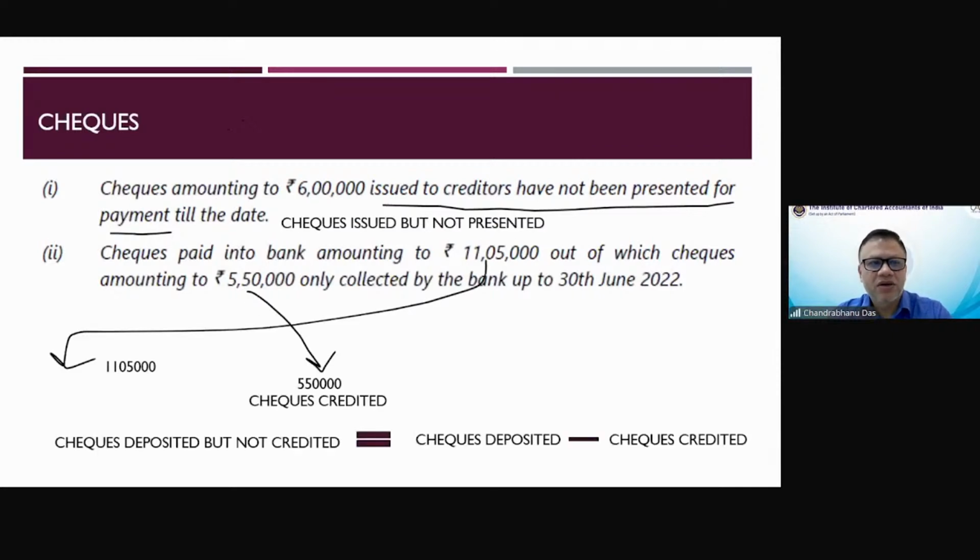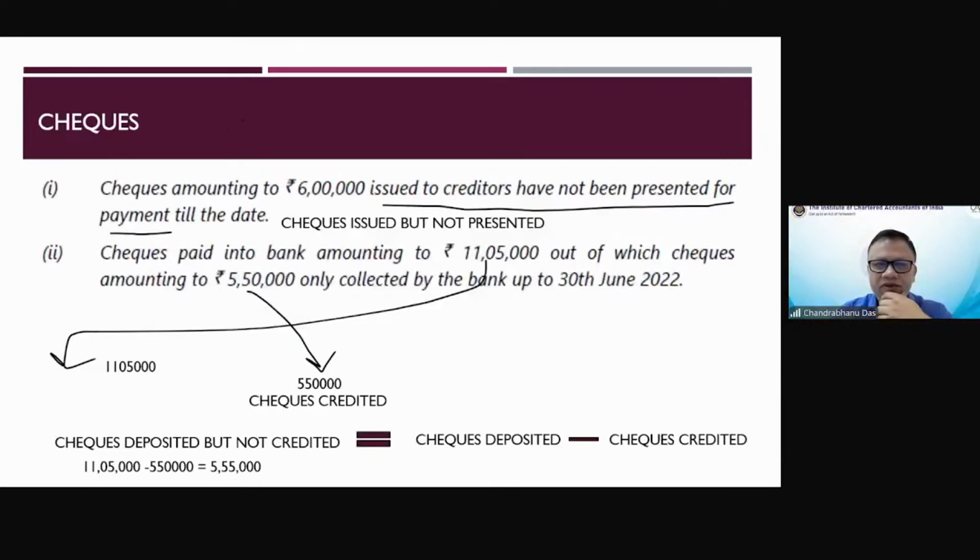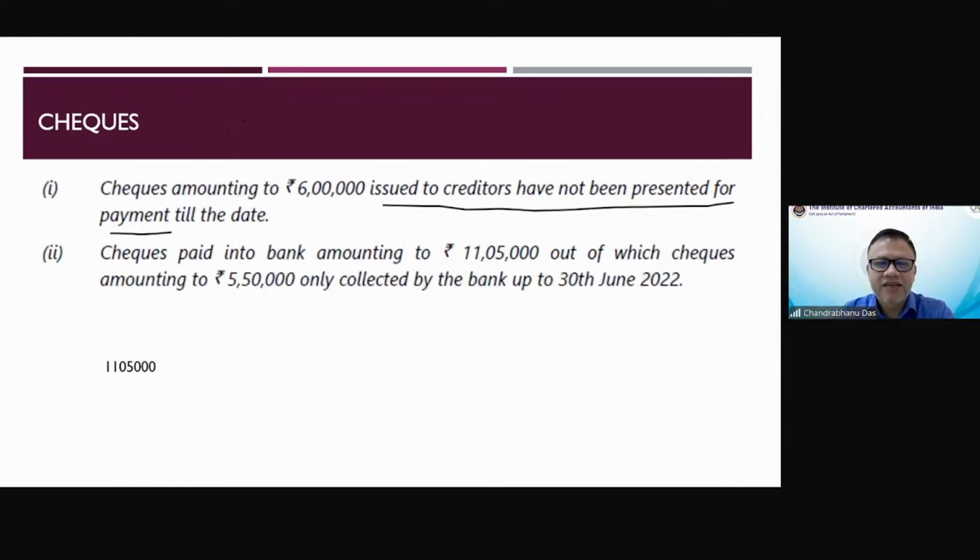So this is about the checks which I have mentioned. If you see checks issued but not presented, checks deposited but not credited. When you want to get checks deposited, as you can see here, the first condition is checks amounting to 6 lakhs have been issued to creditors but have not been presented for payment. So this is coming under checks issued but not presented.